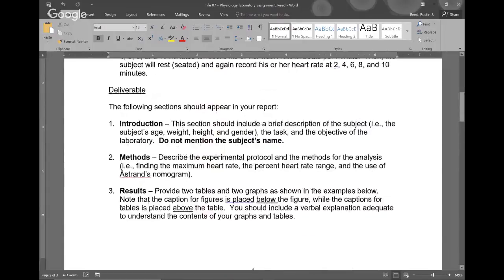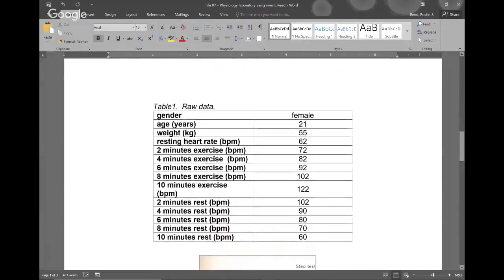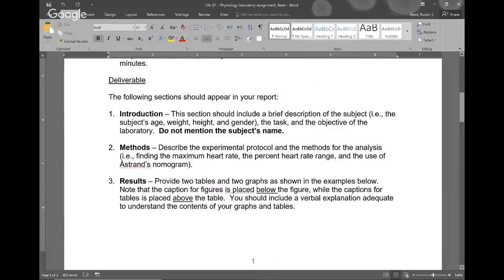You're also going to be reporting your maximum heart rate and your percent heart rate range.